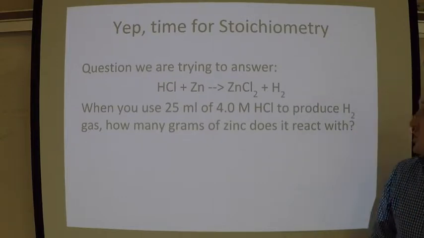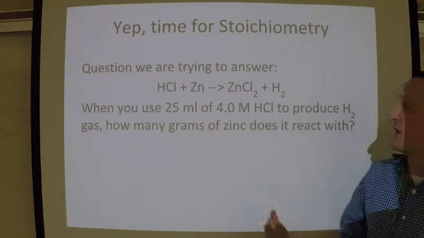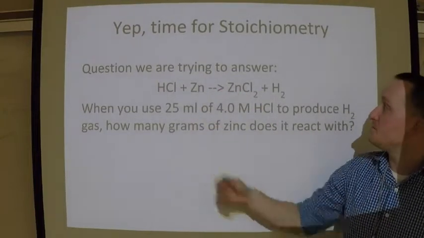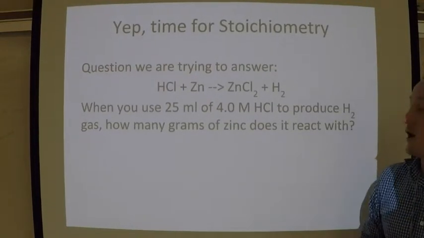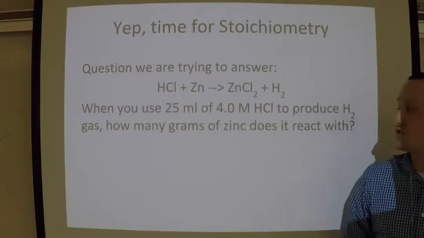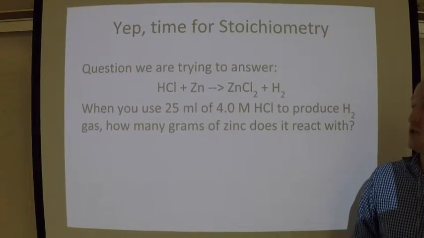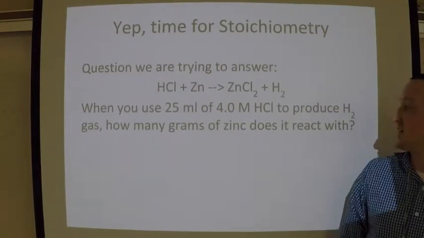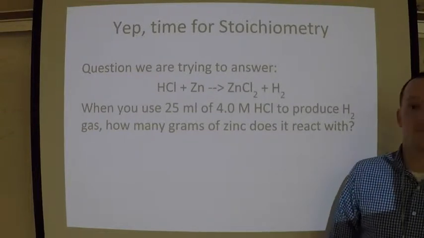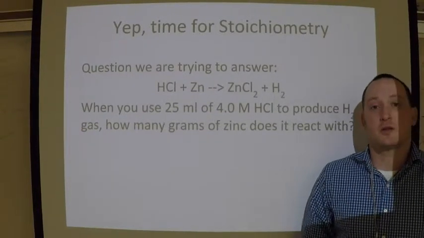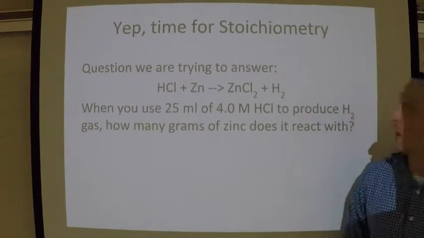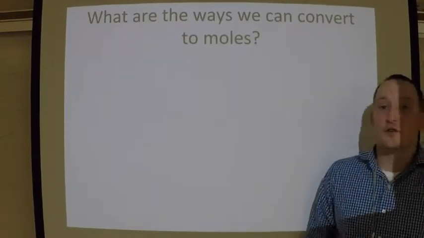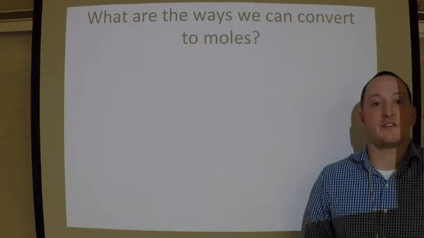So here's the question we are trying to answer today. It says, so here's our chemical equation. It says when you use 25 milliliters of 4.0 molar HCl to produce H2 gas, how many grams of zinc does it react with? Okay, so that's what we're trying to do. Let's go through some of the stuff that we're going to have to know before we can do this type of problem. So, first of all, let's review some of the ways that we know how to get to moles.